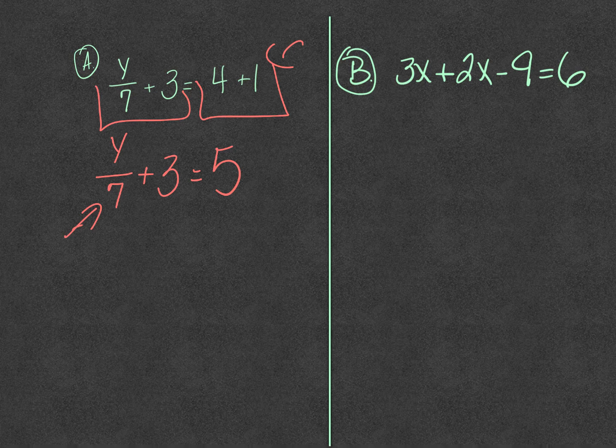Now, there's nothing I can simplify on this side at this time, but I am ready to use my inverse operation to move the positive 3 to the other side by subtracting it. What you do to one side, you must always do to the other. Okay? So, opposite of addition is subtraction. So, minus 3, minus 3. Now, 3 minus 3 equals 0, so that cancels out. So I'm going to go ahead and bring down y over 7 equals 5 minus 3 is a positive 2.